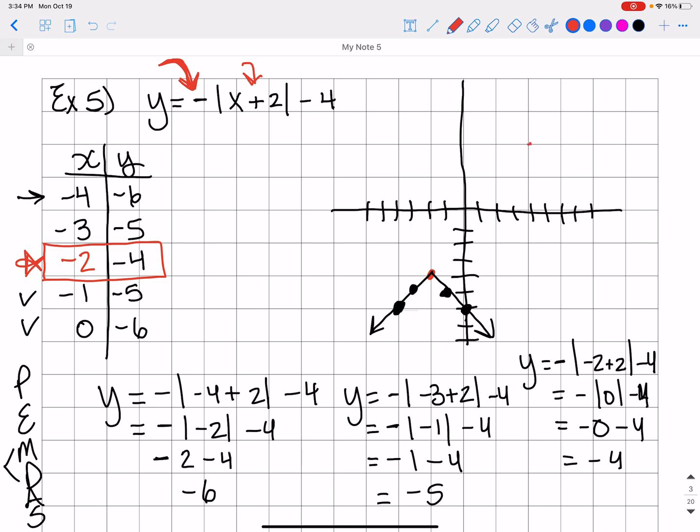And if you get some rogue point like up here or up here, it probably means you didn't follow PEMDAS and you applied a negative before you got it out of the absolute value, or you forgot your negative, okay? So let me erase those rogue points.